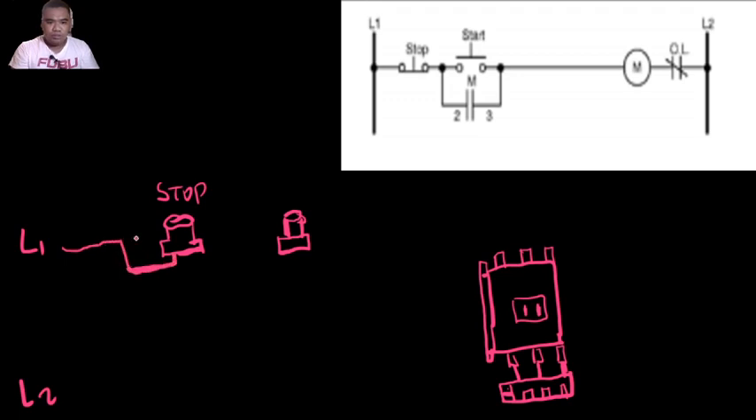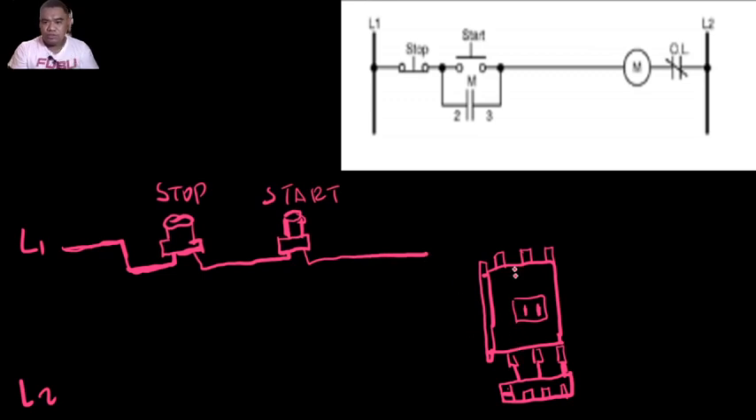So it will be connected to our line one. Then the start button will be connected to the stop, no? Then the other, the start, so this will be our start. Okay. Then the start button will be connected to the coil.